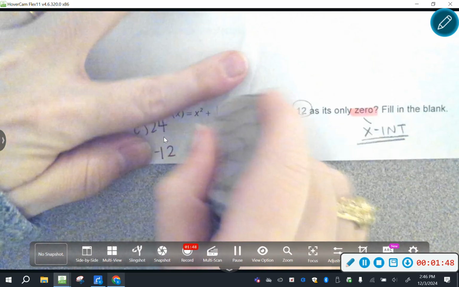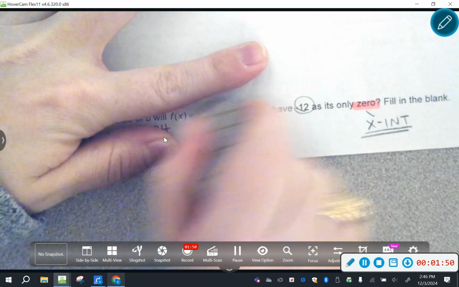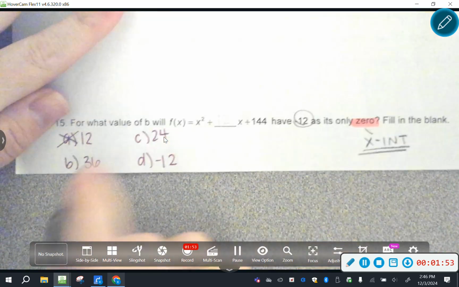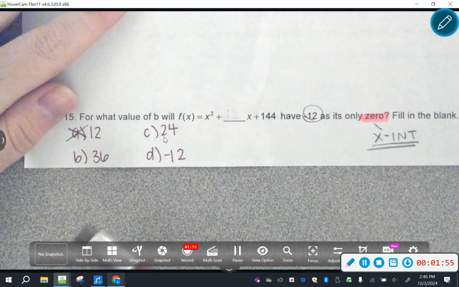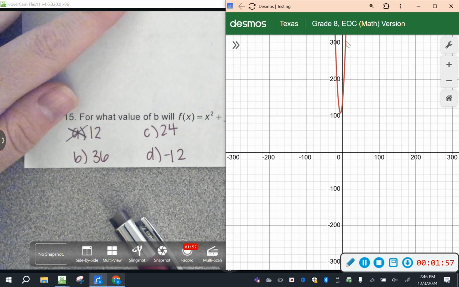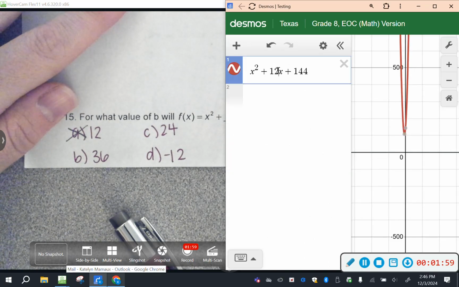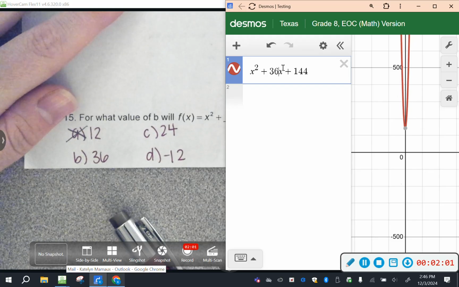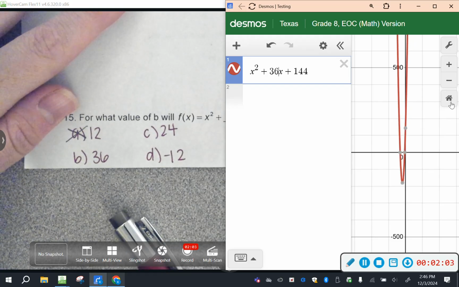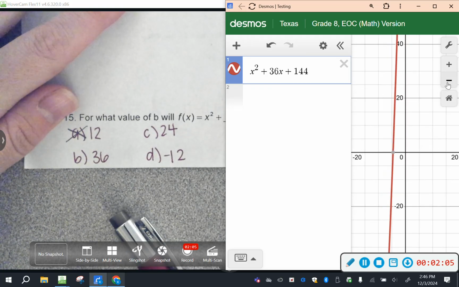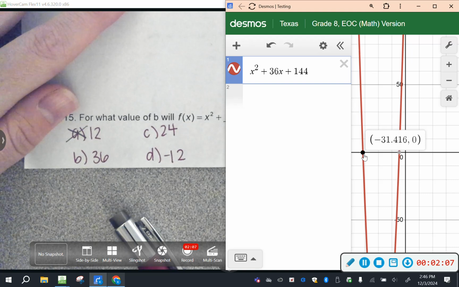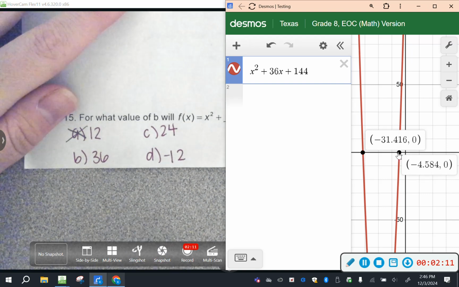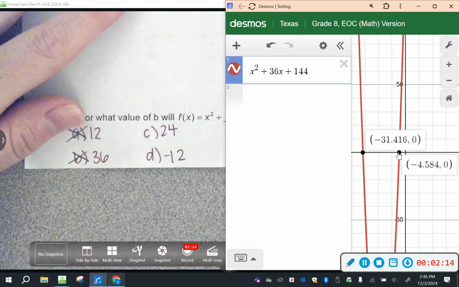Then I would go to my next one, which is 36. I'll erase that and change out the 12 with a 36, my next answer choice. I zoom out a little bit. I have two x-intercepts, but neither one of those is at negative 12 either. So that's not going to be it.